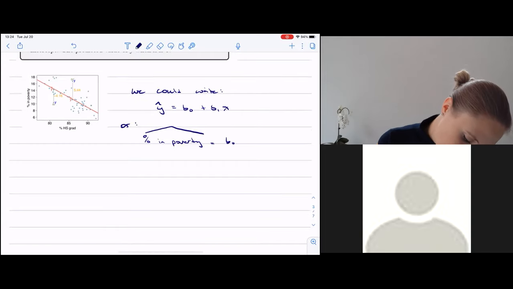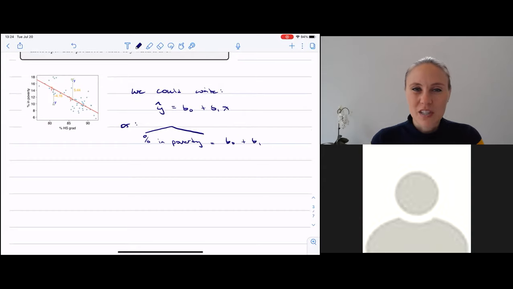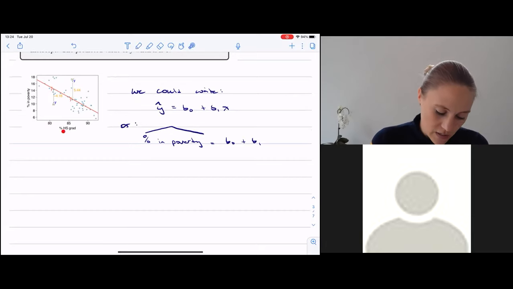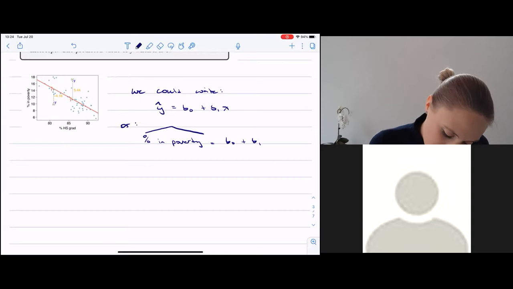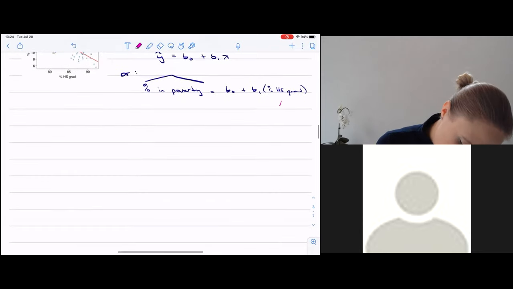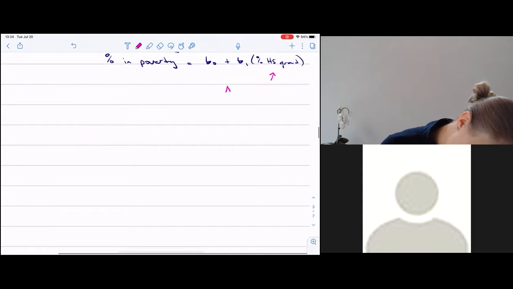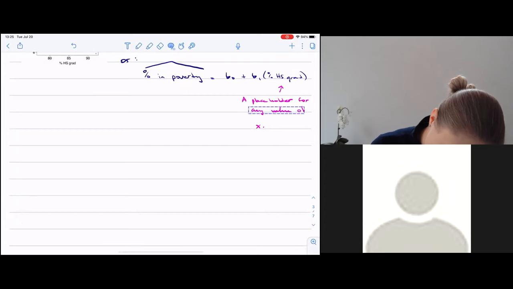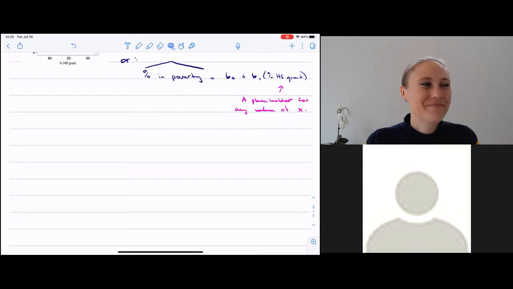Is B0 plus B1. And then instead of just a generic X, this is the placeholder for the percentage of high school grads, because here you've got your percentage of high school grads as your X. So percent high school grad. This is just a placeholder for any value of X. Maybe it makes more sense to have it all on one line.